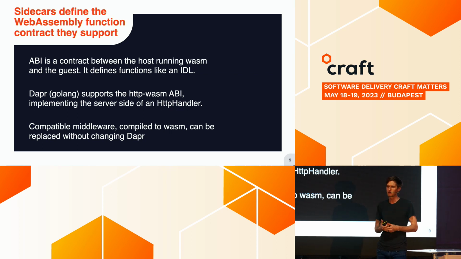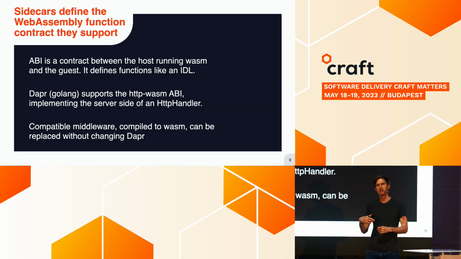And so Dapr for HTTP middleware supports a specific ABI contract, which will allow it things like access to HTTP method and headers, and skip the next handler in the chain or return the response immediately, functions like that that would be normal HTTP handling. And so anything that can compile to that contract can be used in Dapr without Dapr's permission, without recompiling, without worrying about the version of the infrastructure. It can just load it and execute that software.